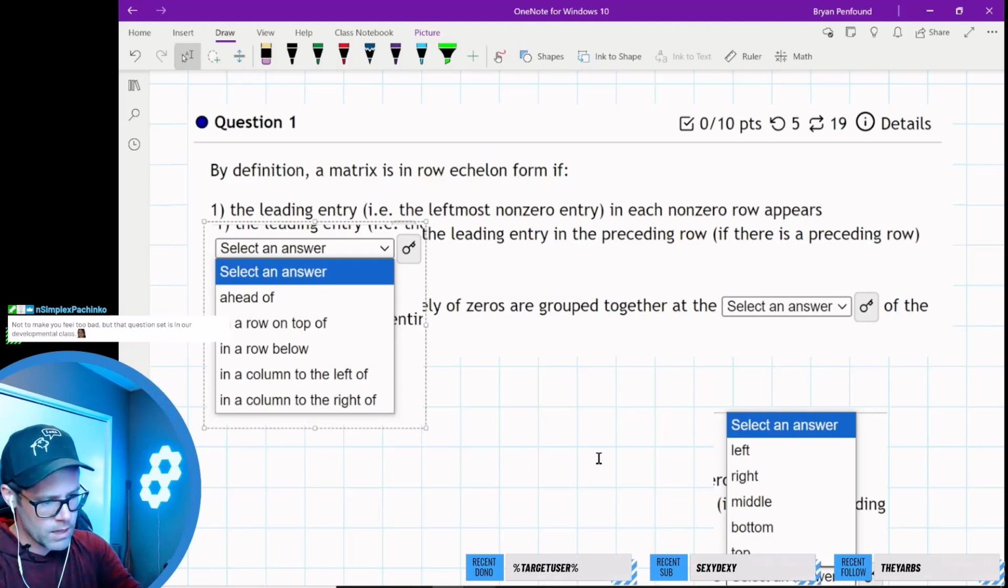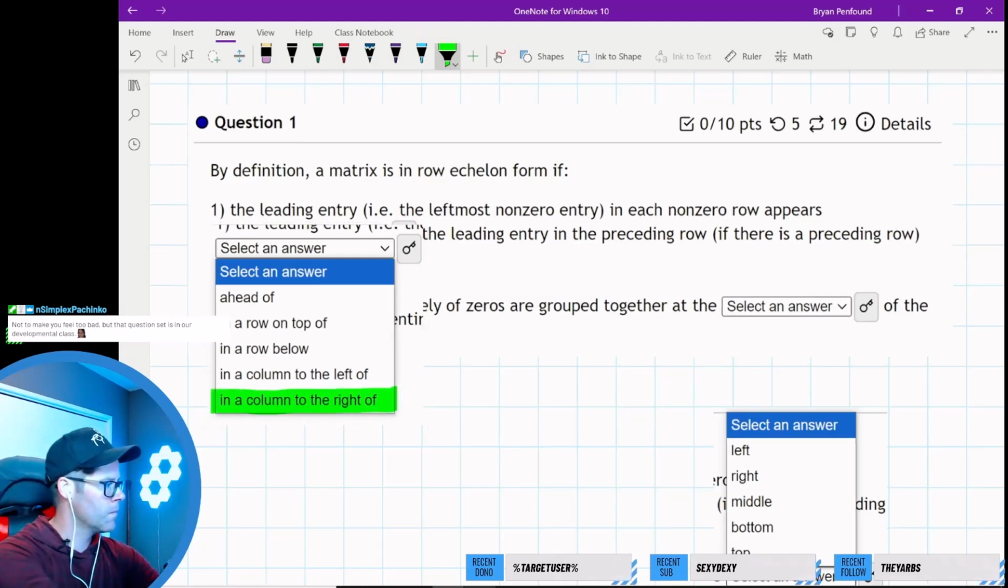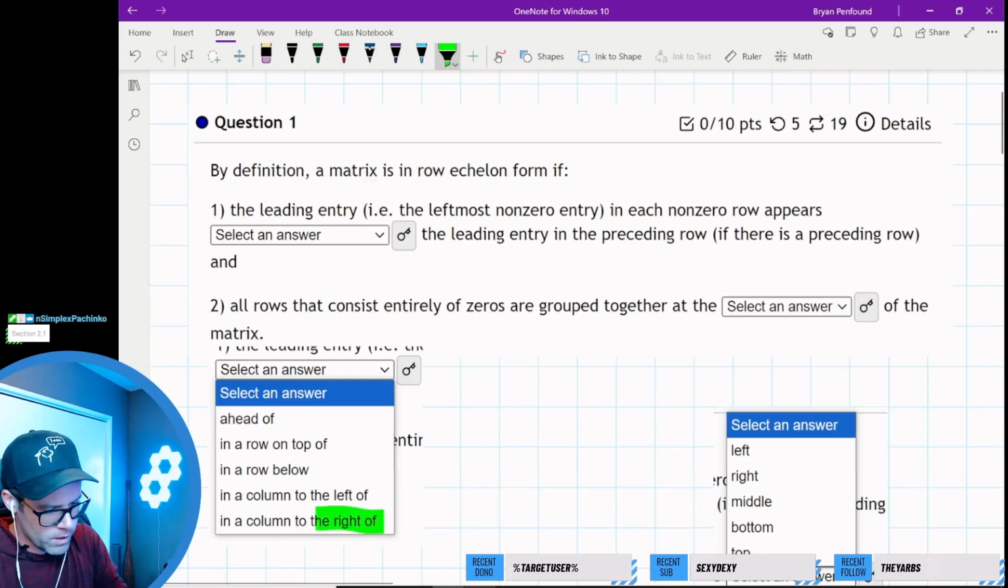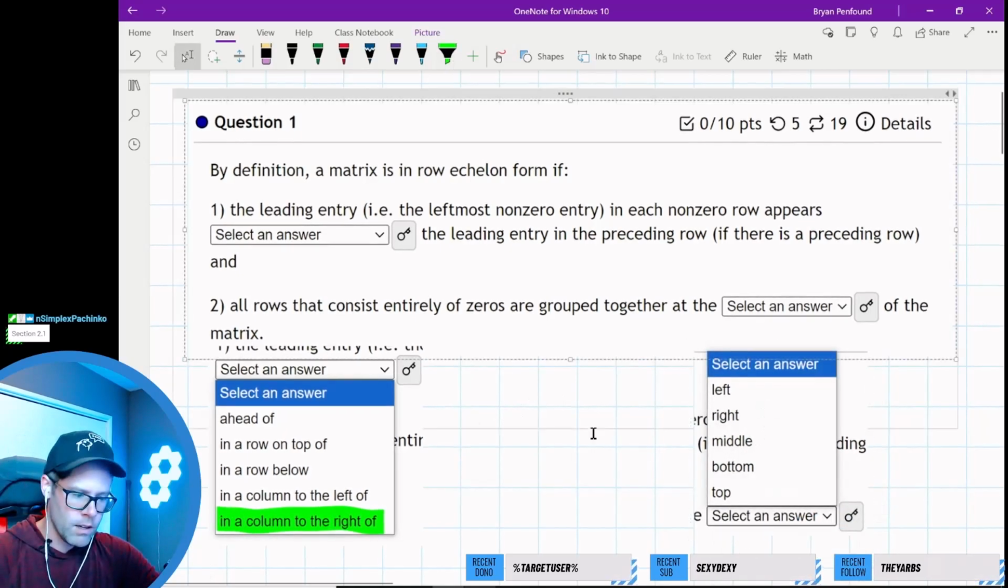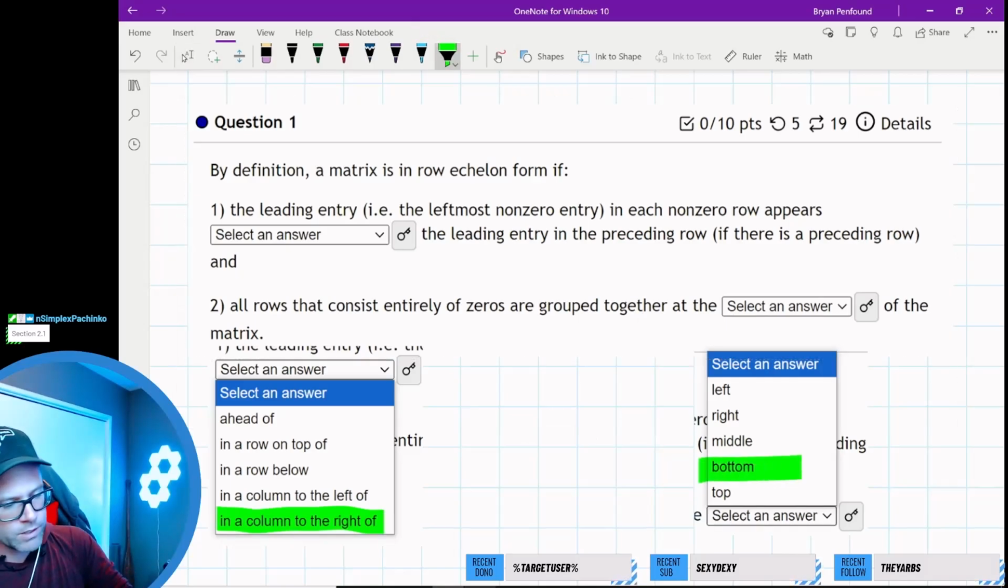Yeah, so I think that's probably what we want here, right? Not ahead of, not in a row, in the row below. That's not good enough. I think we need in the column to the right of. So what do we agree on for number one? In the column to the right of. So second blank. All rows that consist entirely of zeros are grouped together at the bottom of the matrix. So I do know that one.